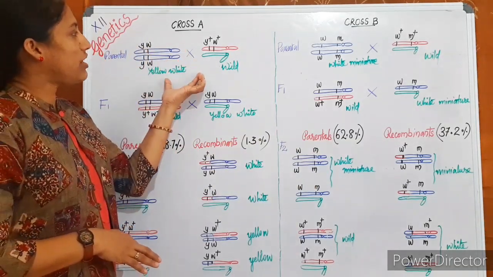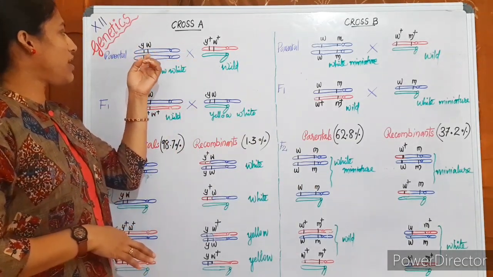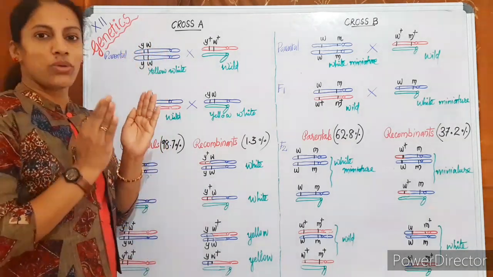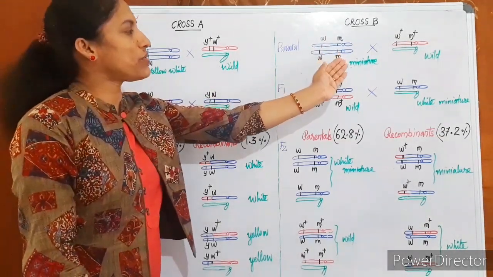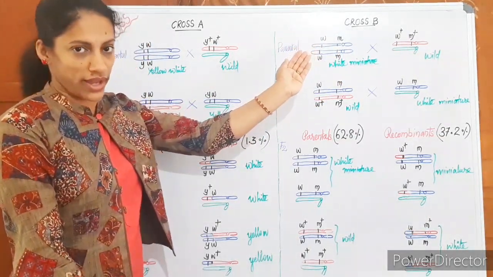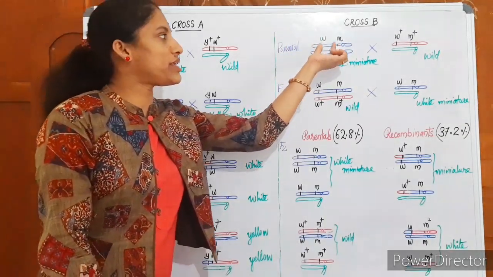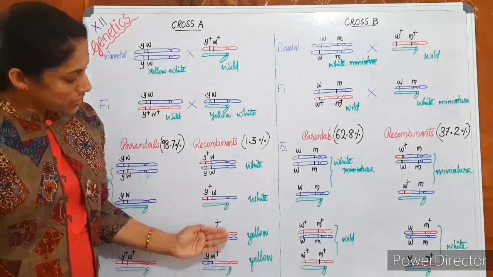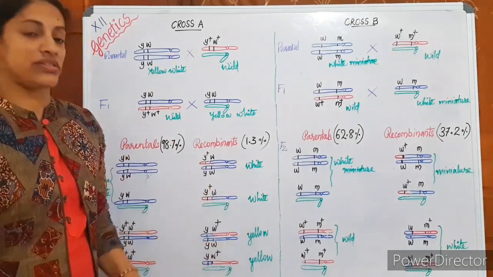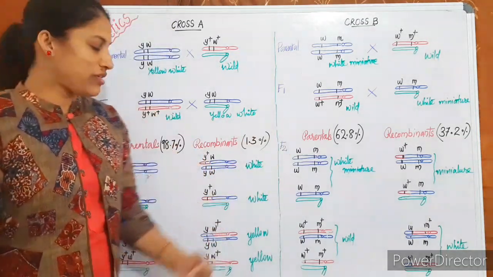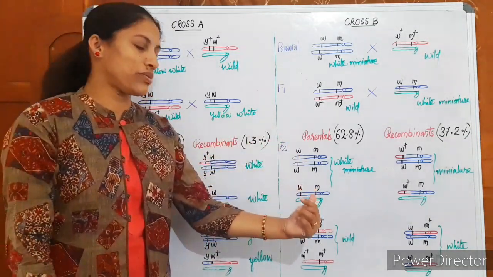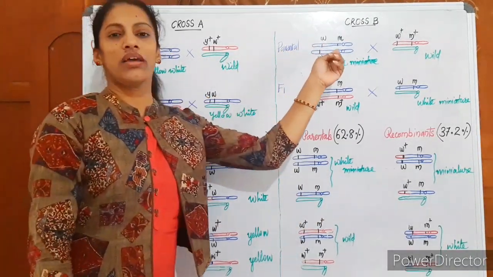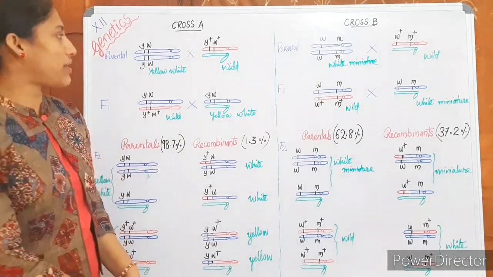In cross A, the two genes are closely located on the same chromosome, very closely placed. Whereas in the second cross, he has taken two other genes, two other characters, in which the genes are located distantly on the same chromosome. So, how the result has shown the difference: he obtained a different result in the first cross and in the second cross. The only difference is that here the genes are closely placed, and here the genes are distantly placed. Two separate pairs of genes are taken.